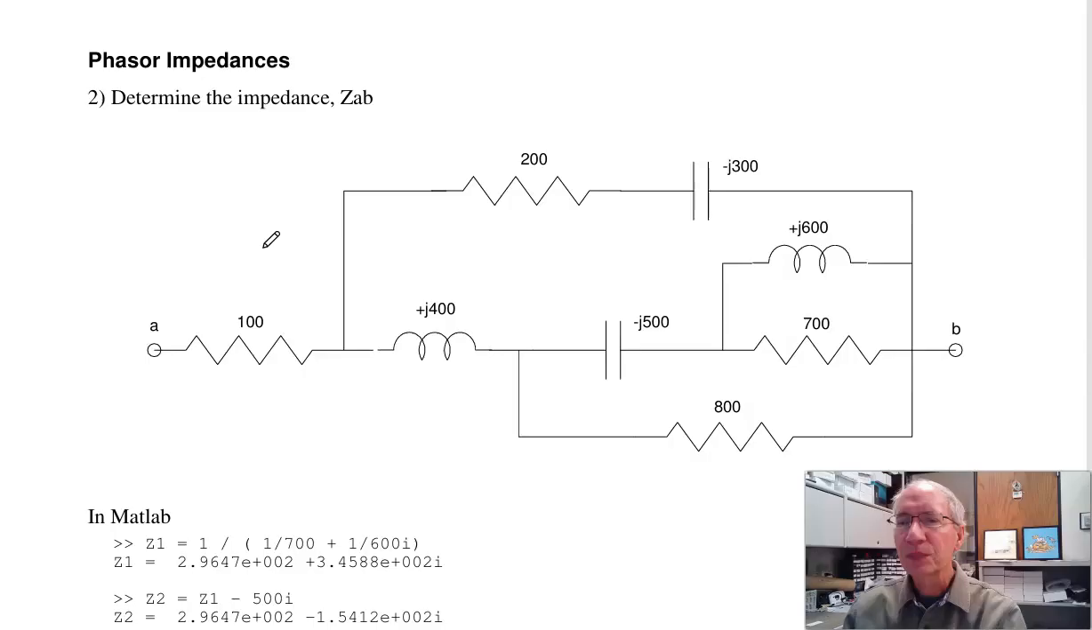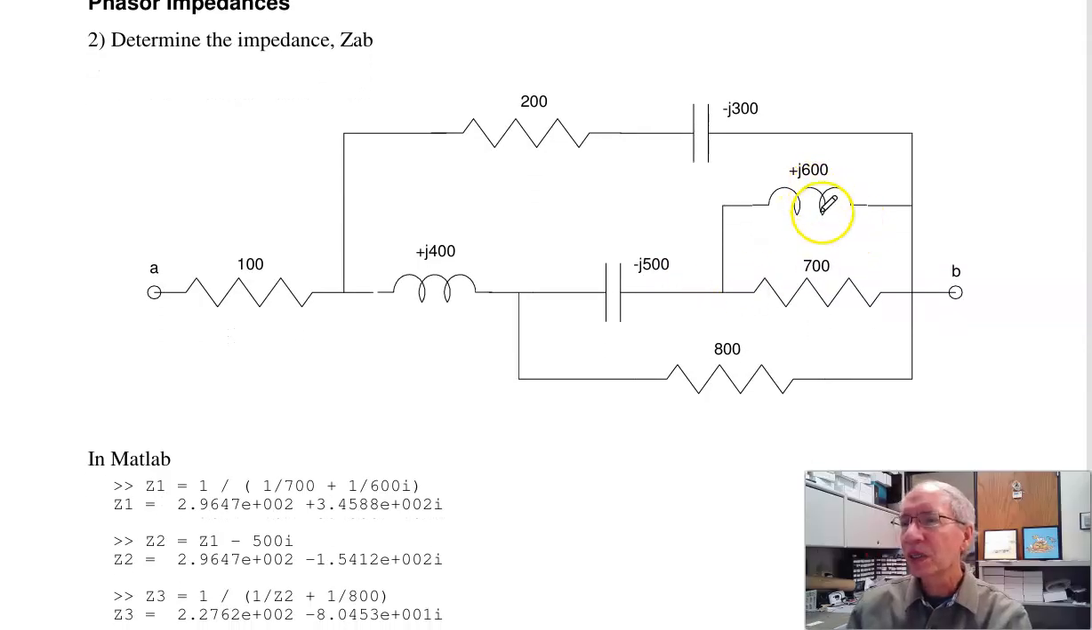Problem number 2. Find the impedance of this network using series and parallel. Now in series, impedances add. In parallel, it's the sum of the inverses, inverted. So the trick here is to find out which impedances are in series and which ones are in parallel. Well, 700 is in parallel with J600. So I would take the inverse of 700 plus the inverse of J600, add them together. I get 296 plus J345. That's this right here.